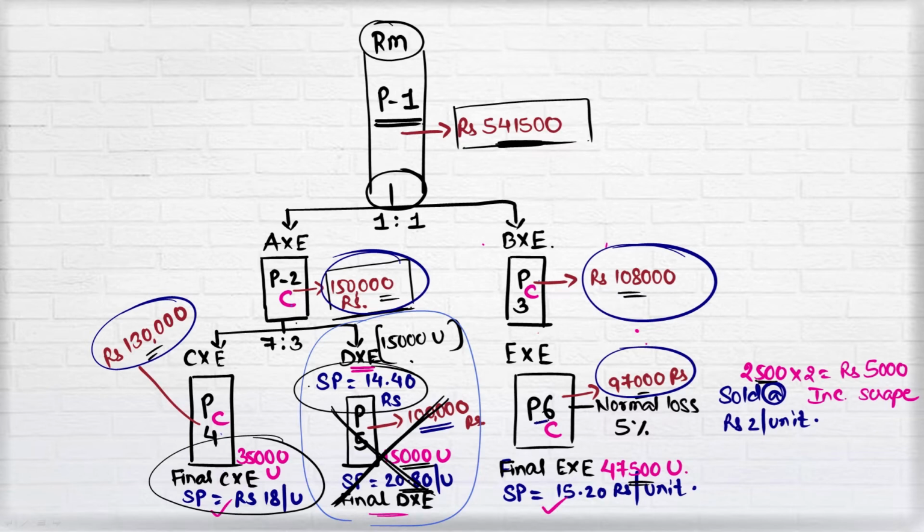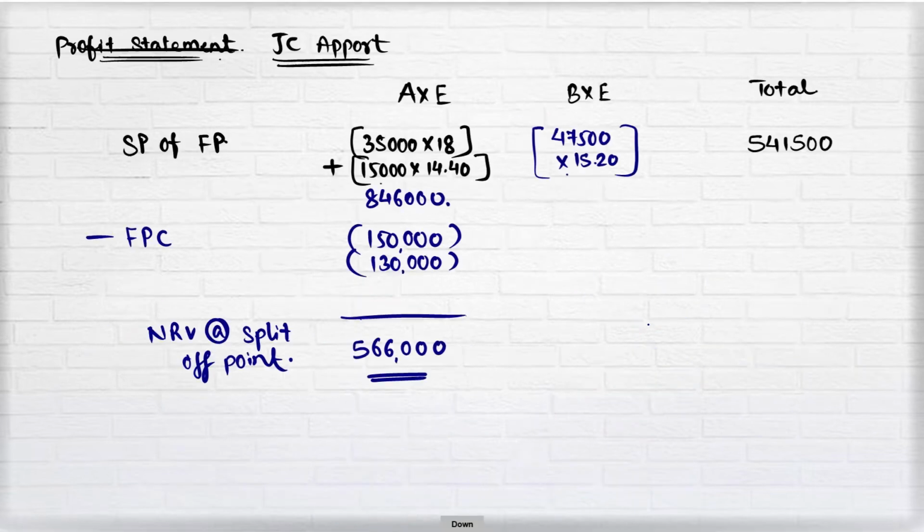What is the cost of process 6? 97,000. But it is also giving us income of 5,000. So 97,000 minus 5,000, the net cost to be taken into consideration is only 92,000. We should not consider 97,000, we should consider a cost of 92,000. So what is the further manufacturing cost? 1,08,000 plus 92,000.